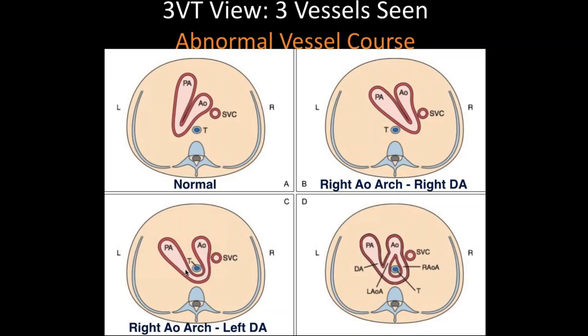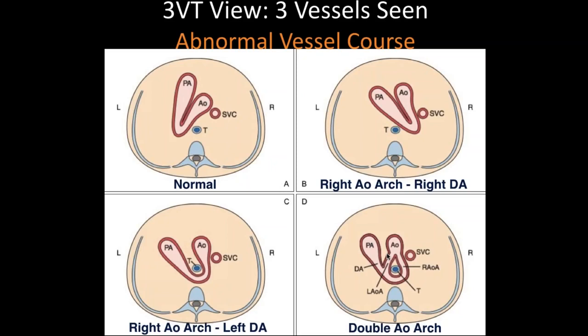It's like a loose ring. Typically patients tolerate this very well. Don't need any intervention afterwards. Or you can have a double aortic arch. Here the aorta divides into right and left aorta and encircles the trachea as you see right here.